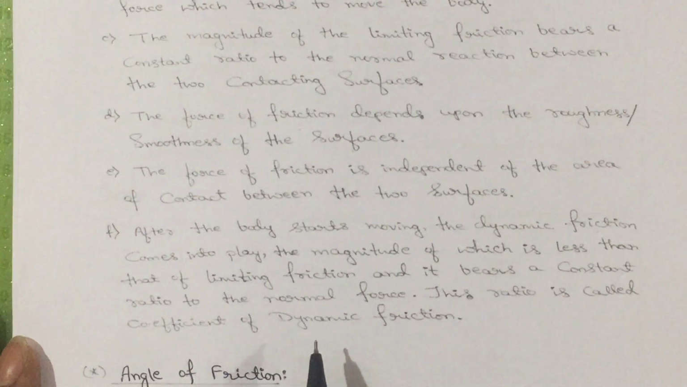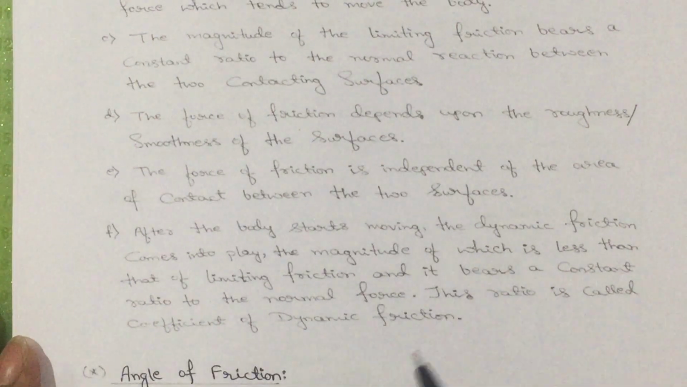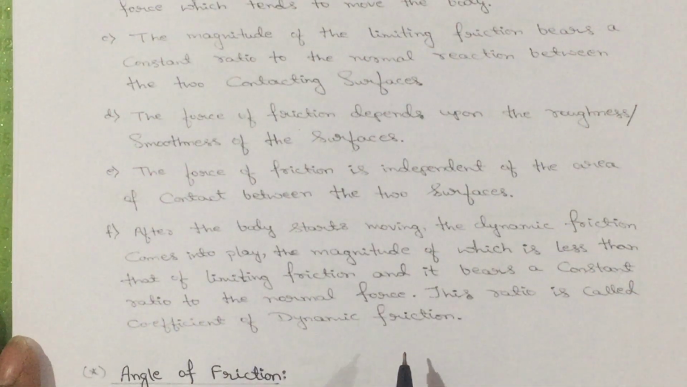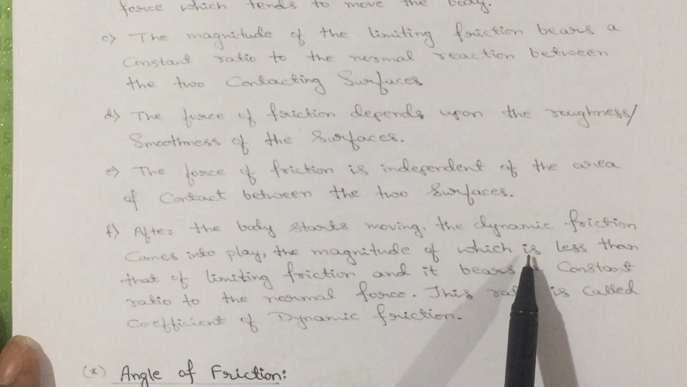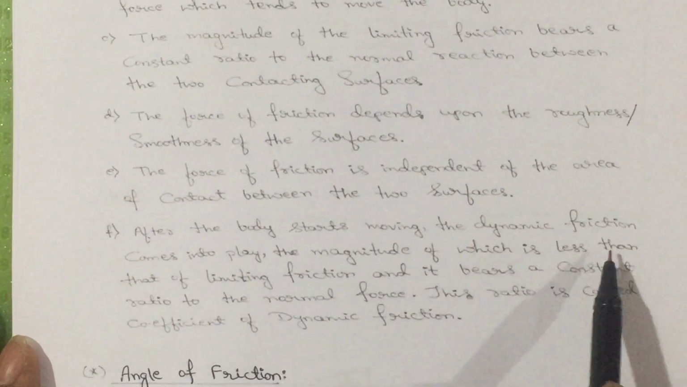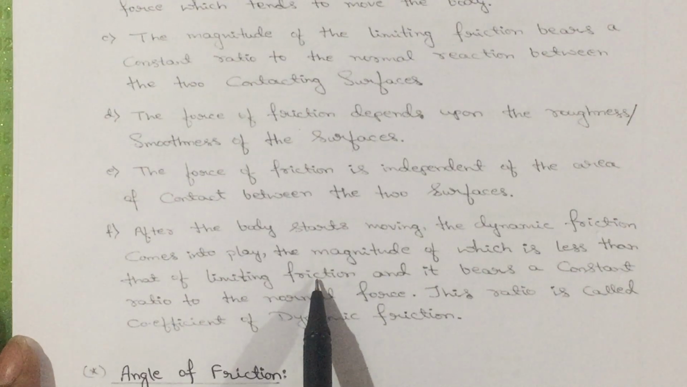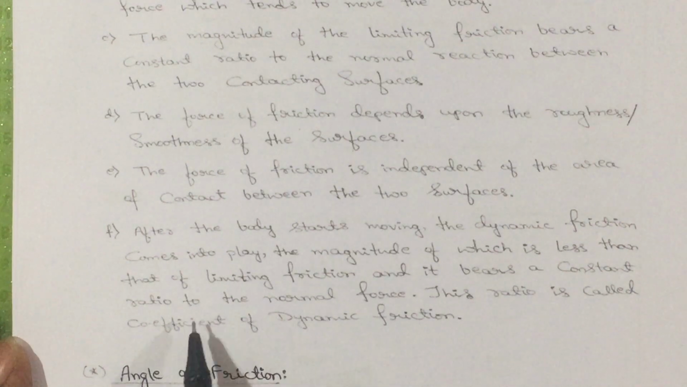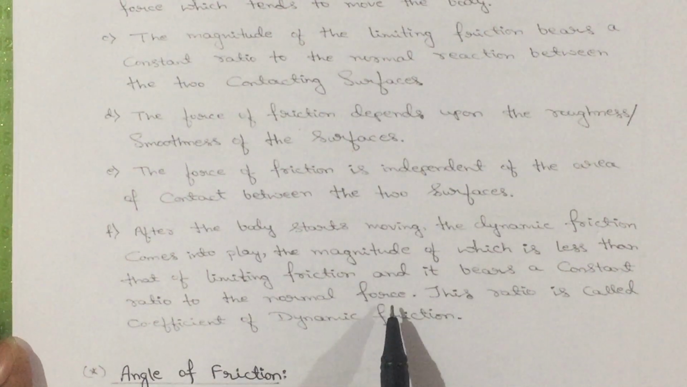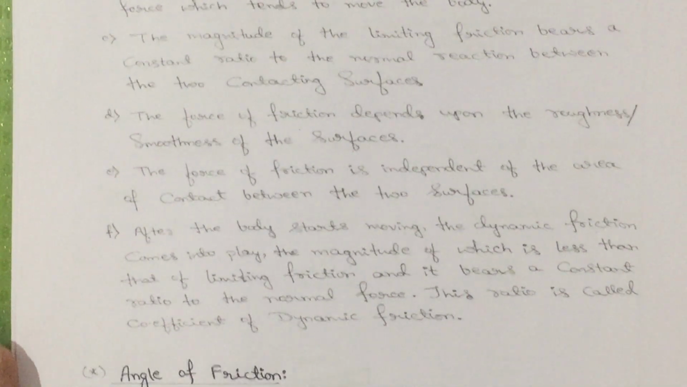Initially the bodies will be at rest, so we are going to get static friction. When they start moving, we are going to get dynamic friction. In that dynamic friction situation, the magnitude of the friction is less than the limiting friction, that is the maximum value, and it bears a constant ratio to the normal force, that is F by N. This ratio is called the coefficient of dynamic friction.